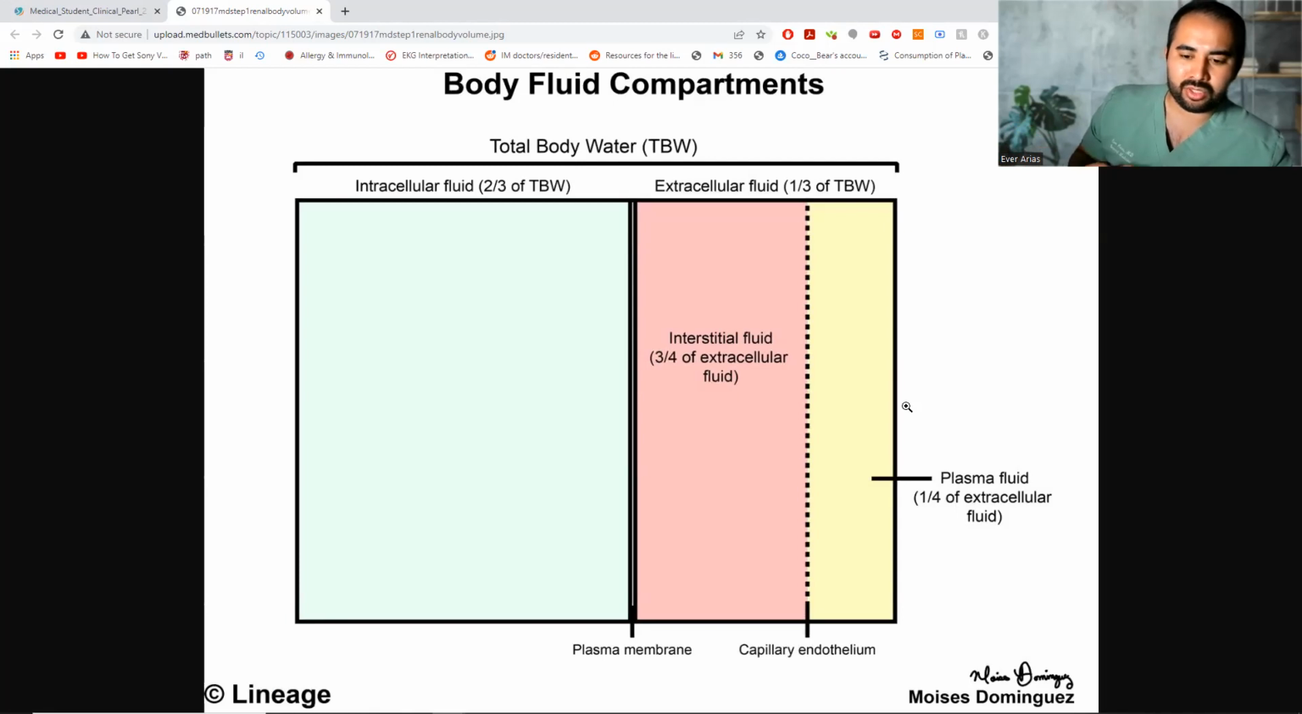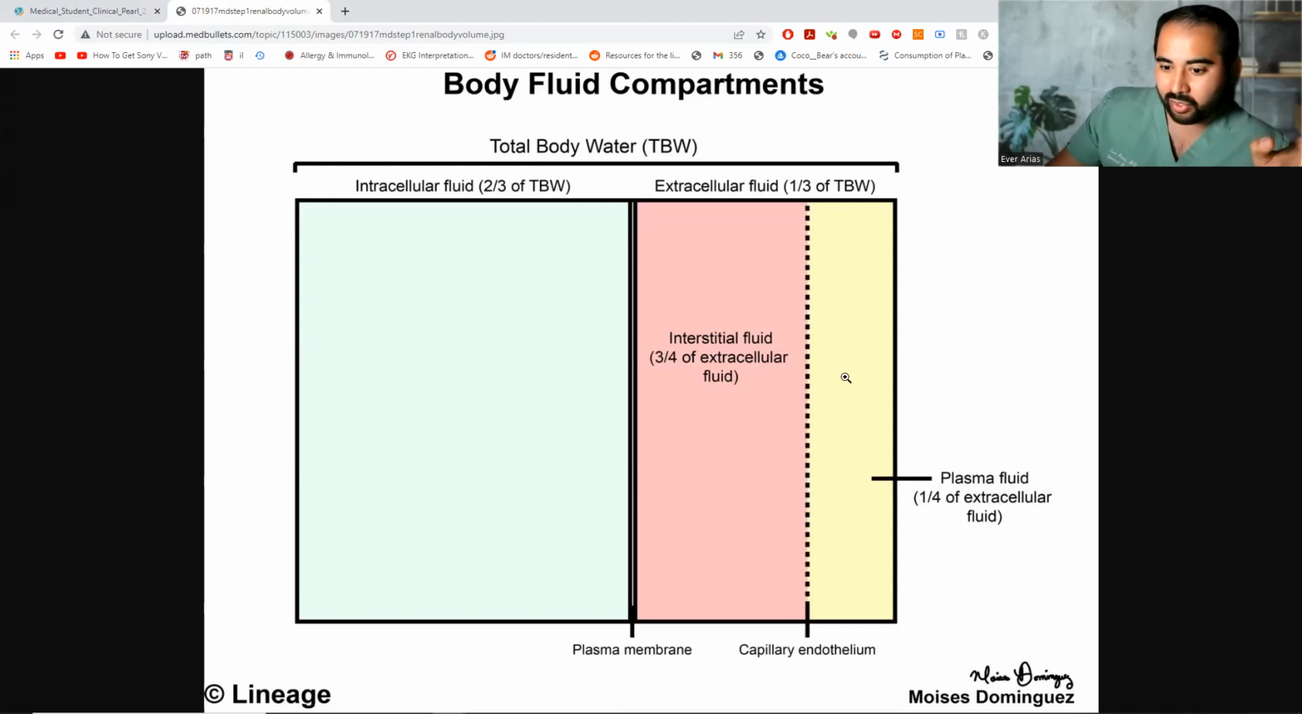So I think it's important to understand the physiology of fluid compartments. Total body water is broken down: two-thirds is intracellular, within the cells. Extracellular is one-third of total body water. That one-third is made up of interstitial fluid and plasma, essentially. Interstitial fluid is three-quarters of the extracellular fluid compartment. Sorry, I messed that up.